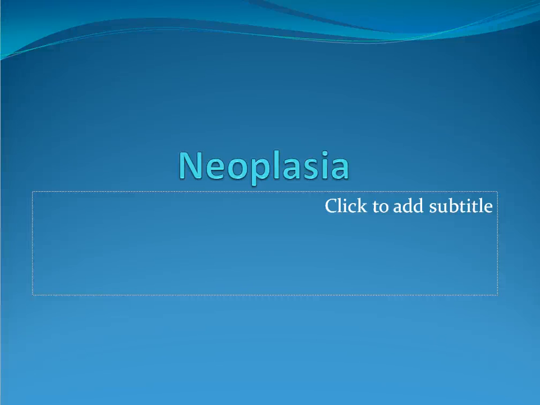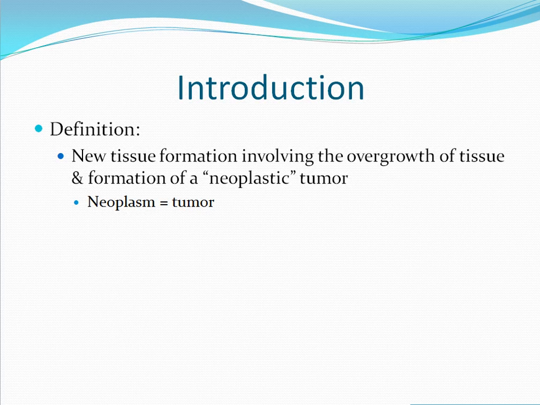In this chapter, we will look at neoplasia. First, we'll begin with a definition of neoplasia. A neoplasia is new tissue formation involving the overgrowth of tissue and the formation of a neoplastic mass. Neoplasm is synonymous with tumor.